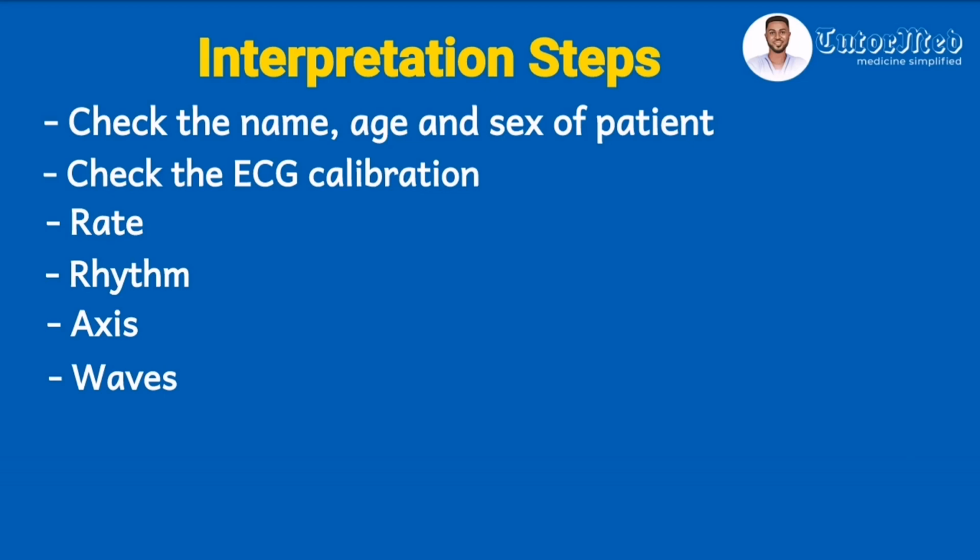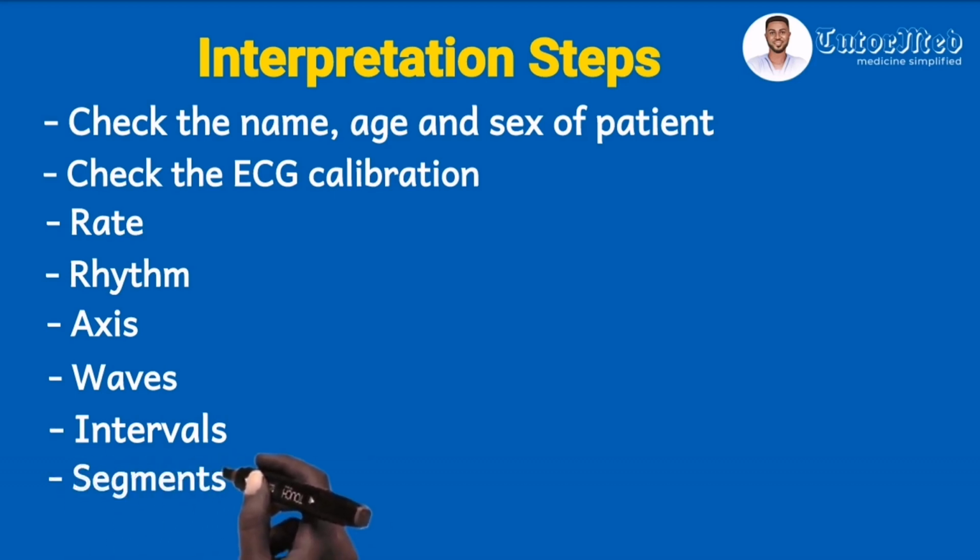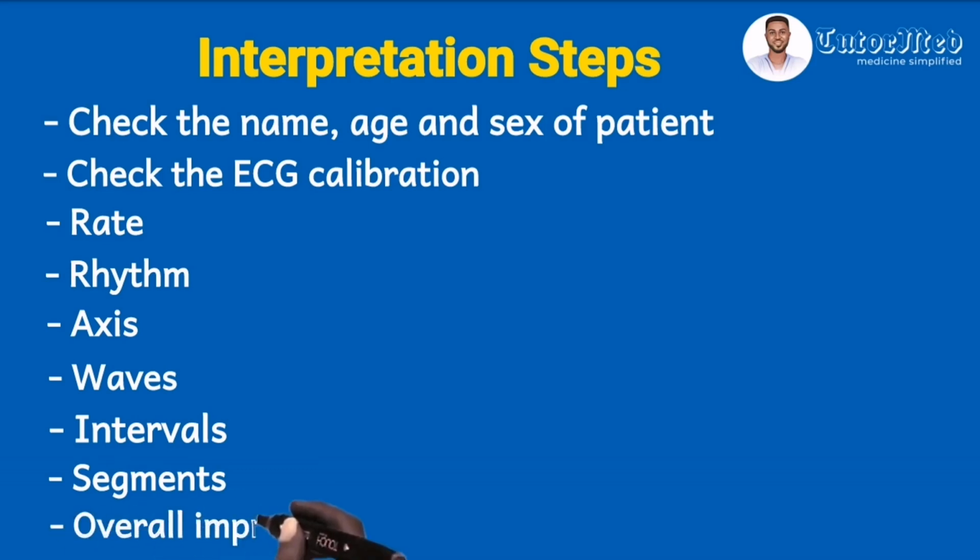Then next, you look at the intervals. So for the intervals, you are looking at the PR interval, the QT interval. The PR interval, if prolonged, can tell you that there is a heart block maybe. Then from the intervals, you move to the segments. And the segments, you want to look at the ST segment predominantly. It can tell you whether there is a myocardial ischemia or not. Then after that, you give your overall impression of the ECG.